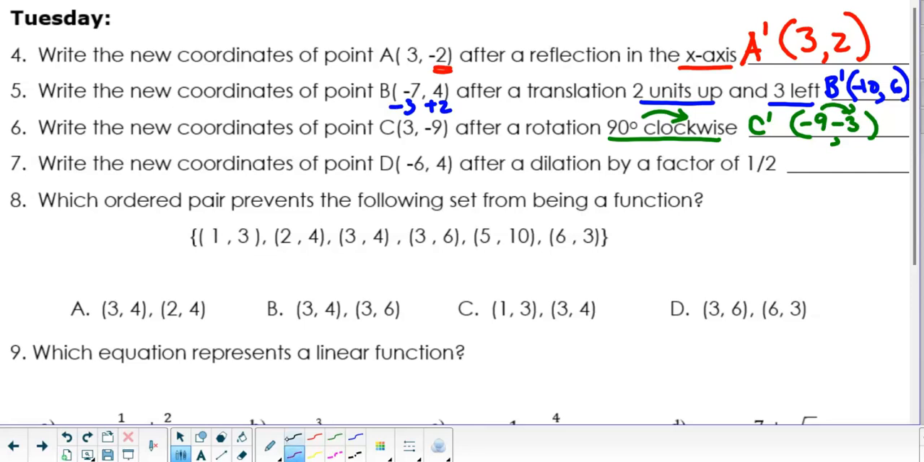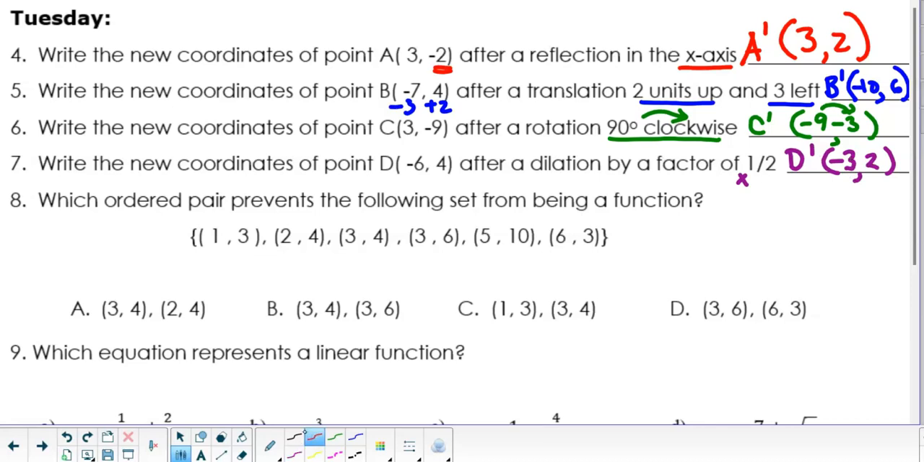Number 7, write the coordinates of point D after dilation by a factor of 1/2. This means I'm going to multiply each number by 1/2, giving me point D prime. 1/2 times negative 6 is negative 3, and 1/2 times 4 is 2.